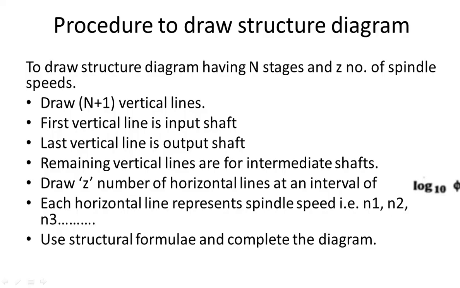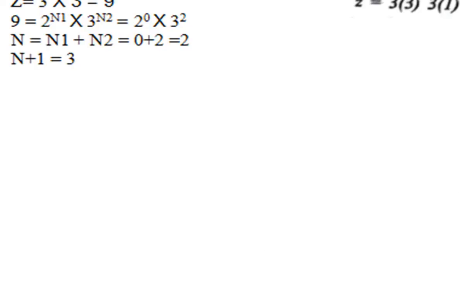Let us take one example. Suppose let us take a 9-speed gearbox, where the structural formula, at your right hand corner on the top, is given as 3 into 3 and 3 into 1. Now our structural formula is usually P1x1, P2x2. So 3 into 3 is P1x1, 3 into 1 is P2x2. So clearly P1 into P2 is Z. So Z is 3 into 3, which is 9.